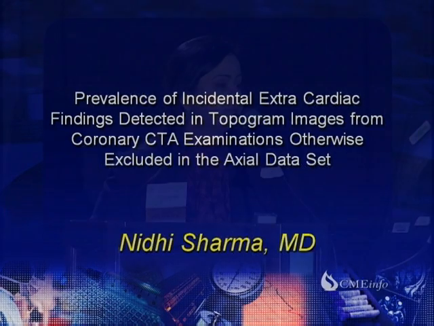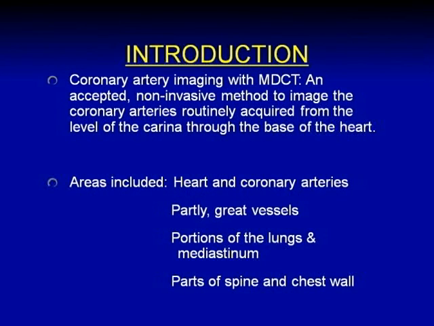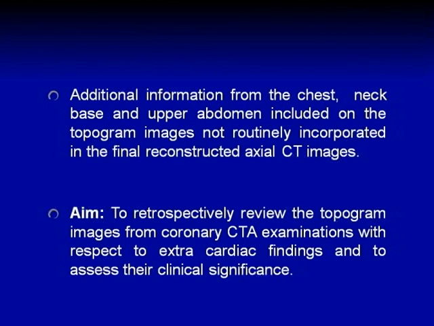We all know that coronary artery imaging with MDCT is an accepted, non-invasive method to image the coronary arteries routinely. These images are acquired from the level of the carina through the base of the heart. In addition to imaging the heart and the coronary arteries, partly the great vessels, portions of the lung, mediastinum, and also parts of spine and chest wall are imaged. Additional information from the chest, neck base, and upper abdomen included on the topogram images is usually not incorporated in the final reconstructed axial CT images.